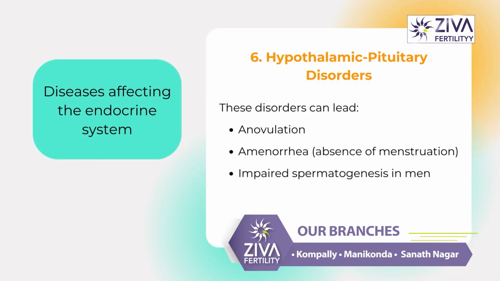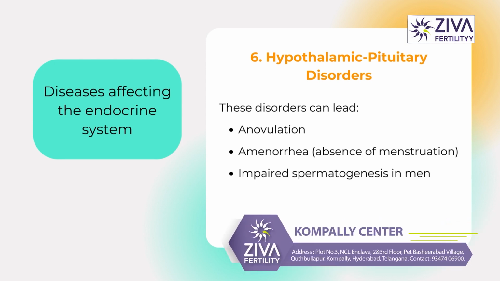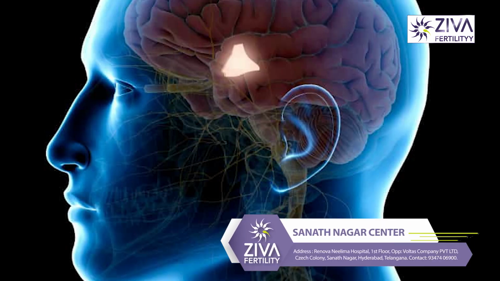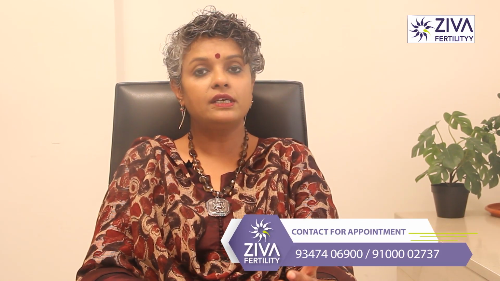Hypothalamic-pituitary disorders. Tumors or dysfunction in the hypothalamus or pituitary gland can disrupt the release of gonadotropin-releasing hormone and luteinizing hormone, which is essential for not just ovulation but also for sperm production. These disorders can lead to lack of egg release, amenorrhea, which is the absence of menstruation, and impaired spermatogenesis in men, meaning the process of sperm production is impaired.